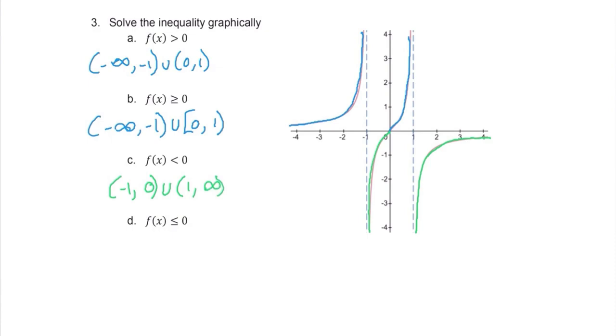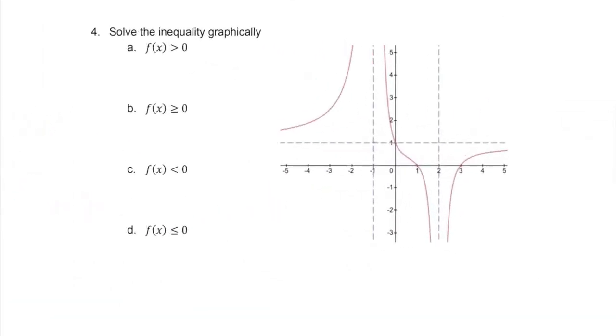In example D, very similar question. Where is f less than or equal to 0? This time we can include those x-intercepts. Again, we cannot include asymptotes. So we have parenthesis -1 up to 0. 0 gets a bracket because it's an intercept. Then we'll union that with parenthesis 1 to infinity.